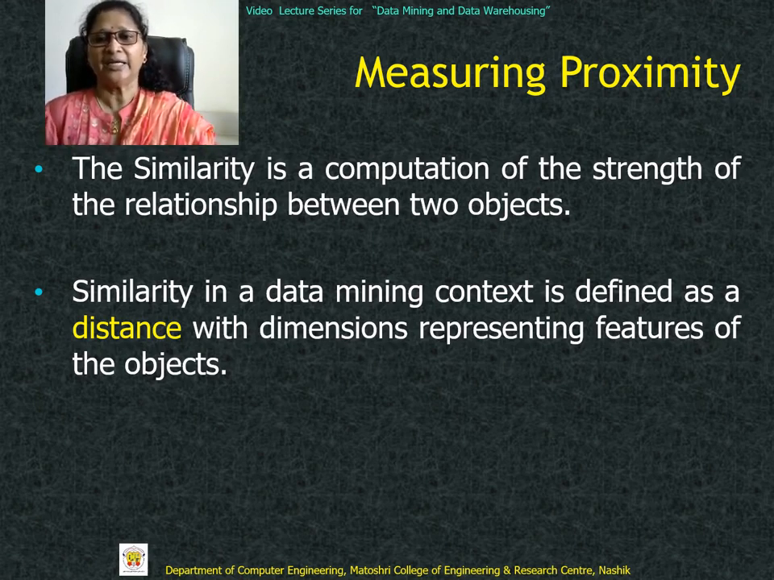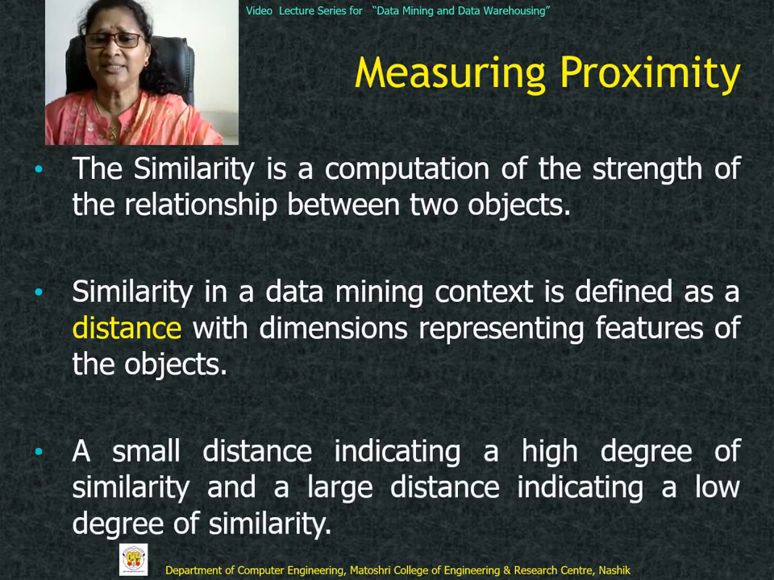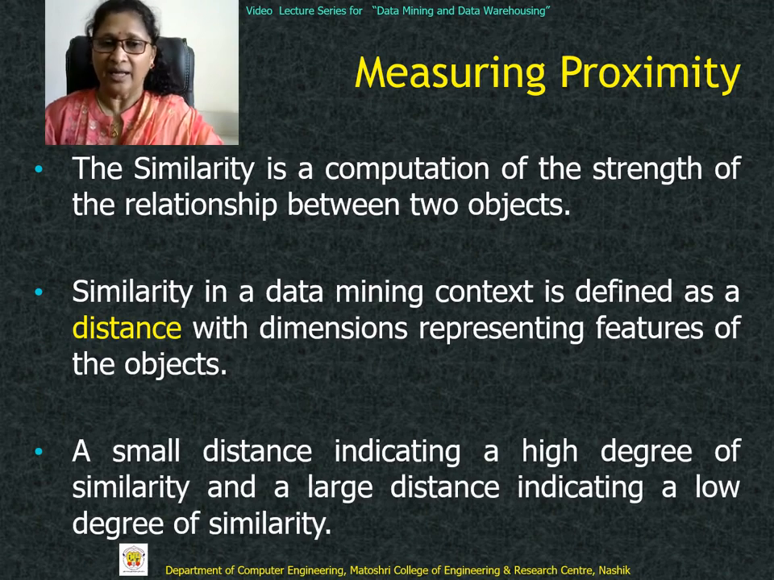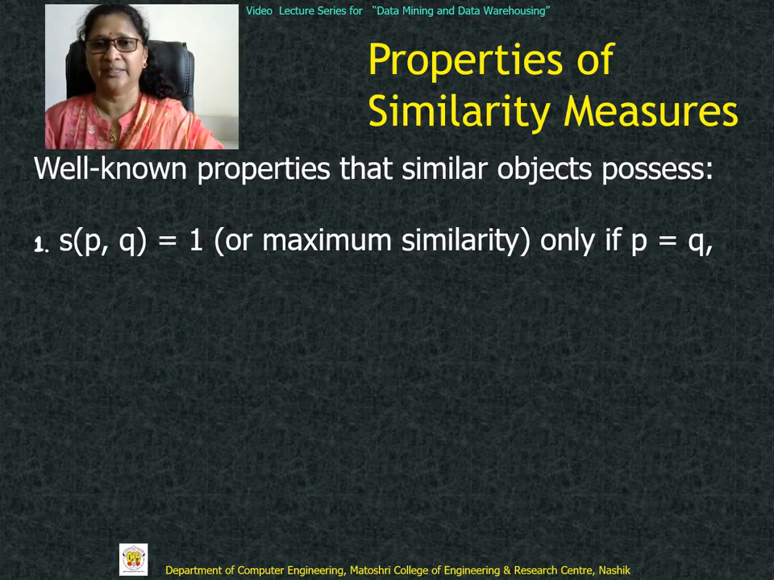And similarity in the data mining context is defined as distance with dimensions representing features of the objects. Small distance indicates a high degree of similarity, whereas large distance indicates a high degree of dissimilarity.